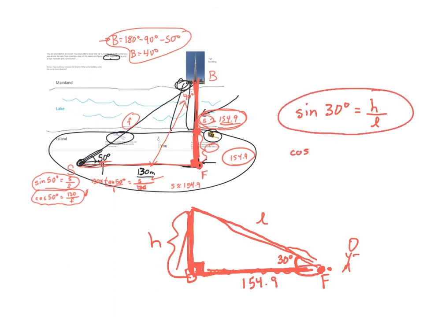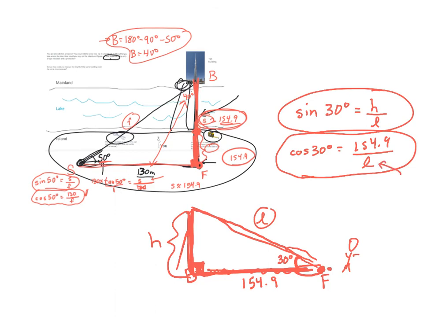Well, let's try cosine of 30 degrees. Cosine is adjacent, 154.9, over hypotenuse, L. This one we have one variable, that's good, but that's the variable L. I don't really care to find L. I don't want to know the distance from here to here. Now, of course, if I give you another question that said, hey, I want a string to go from the top of this building down to here, how long does that string have to be? Well, then, yeah, you would want L.